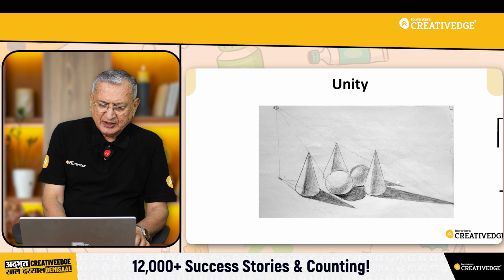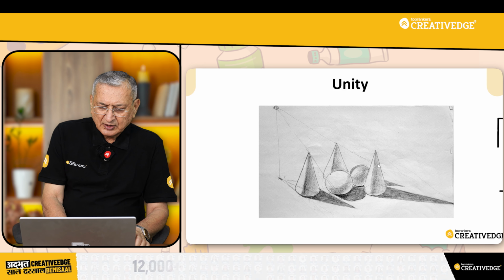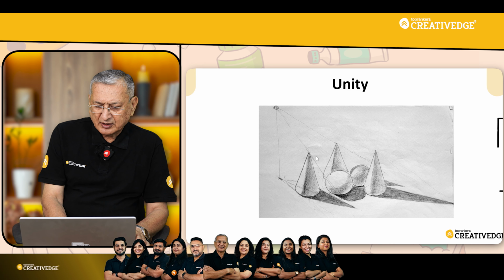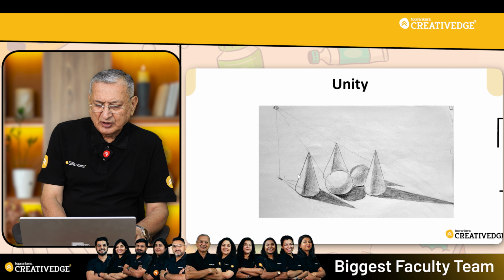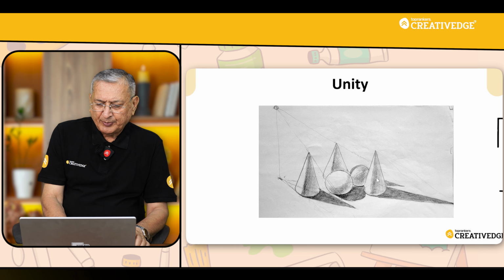If somebody asks me, does it show movement? Not much. The cone are kept only on 3 corners. So this doesn't show a particular movement.